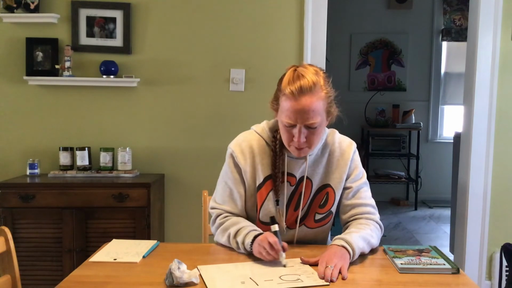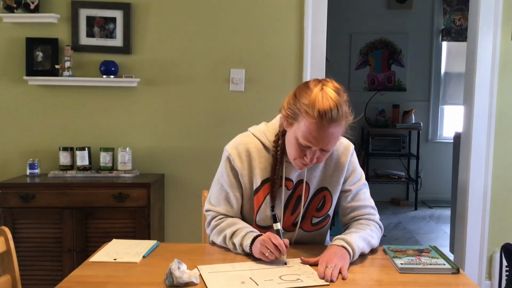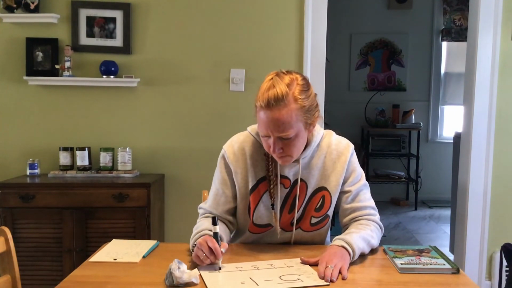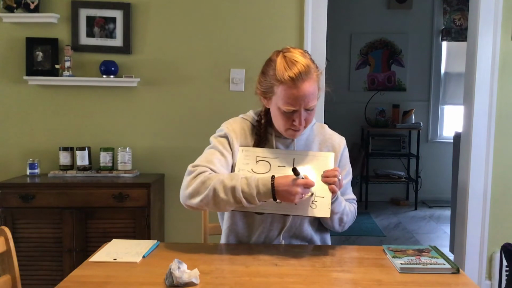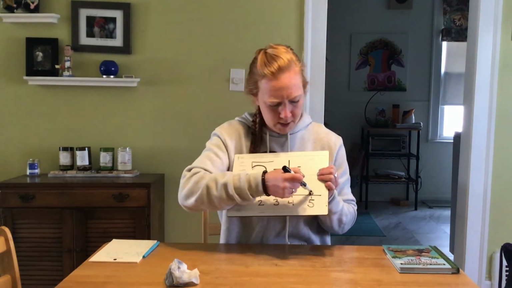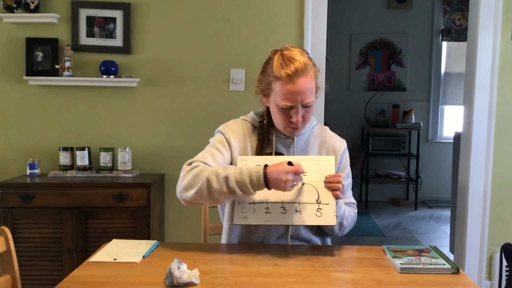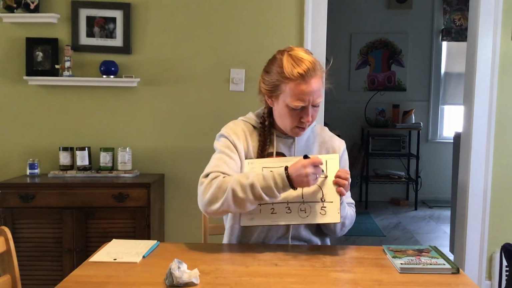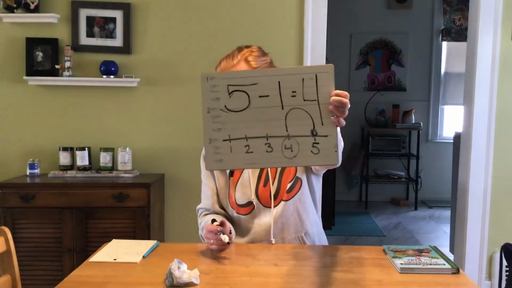5 take away 1. Let's do a number line for this one. So if I start at 5, and this time we're taking away, we're making things smaller, so we're gonna go backwards. So we have 5 minus 1, and we landed on the number 4. So 5 minus 1 equals 4.